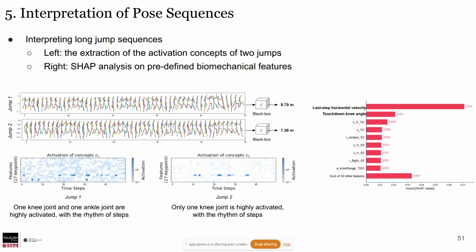So this corresponds to what we obtained from the biomechanical feature analysis, that the last step horizontal velocity is very important. Here we see that the rhythm of the steps is related to the velocity. And the second is the touchdown knee angle, which we also identified as important in the activation map.